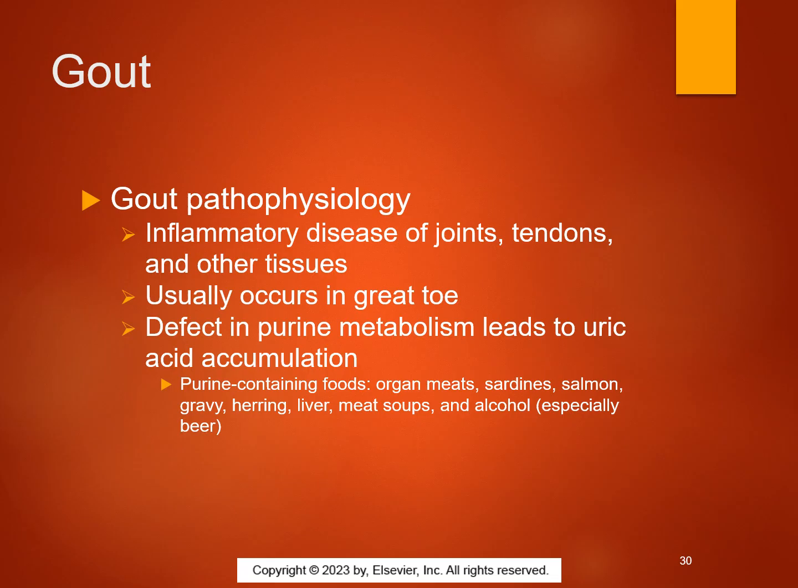The body either makes too much uric acid or can't get rid of it well. Uric acid comes from the breakdown of purines, and we just talked about the certain foods that contain purines. Uric acid forms sharp crystals that settle in the joints, and that's why gout hurts so bad. It doesn't dissolve well, and these crystals trigger intense inflammation. Other problems uric acid can cause are kidney stones.